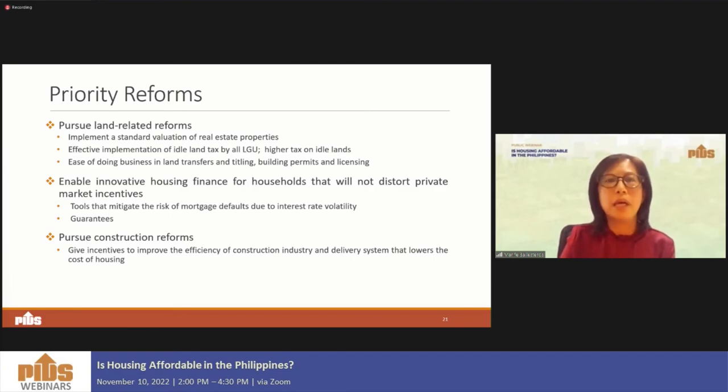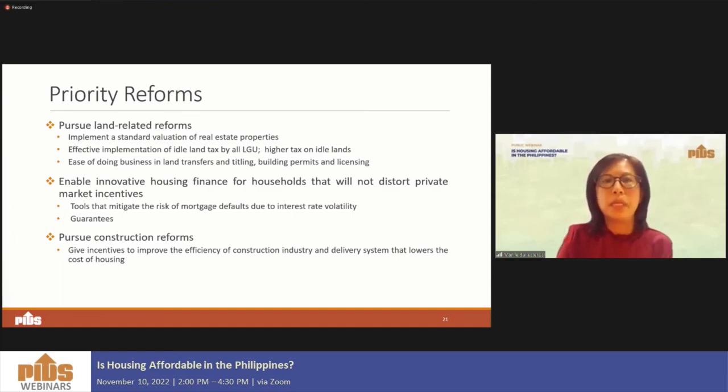And this can be done. One of the legislative agenda that we have in Congress is the implementation of a standard valuation for real estate properties. The effective implementation of the idle land tax, which is already actually a law, but the implementation has to be addressed. And improvements in terms of ease of doing business, as well as titling, building permits and licensing.